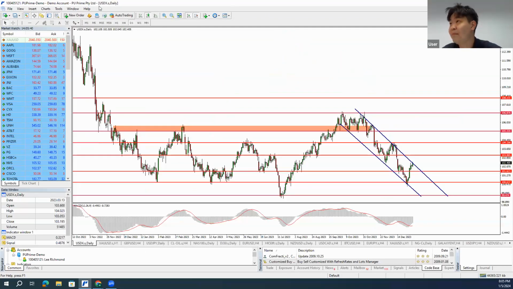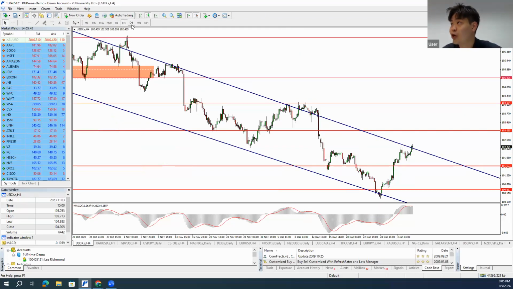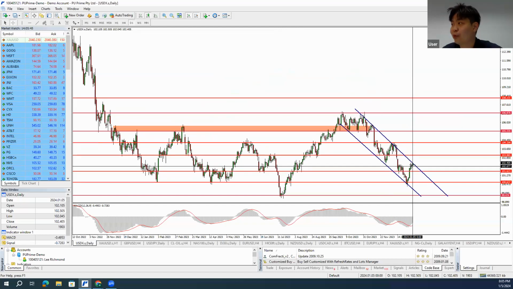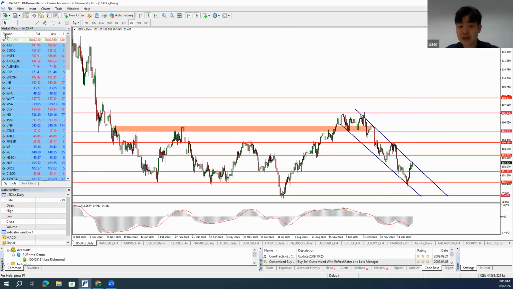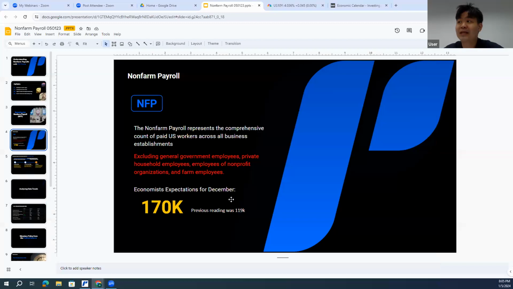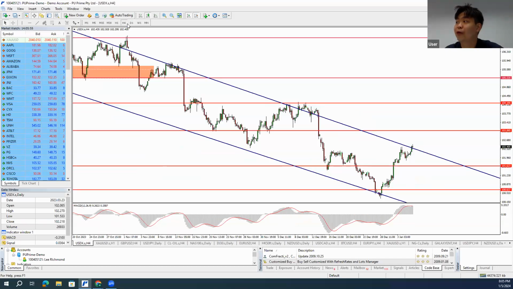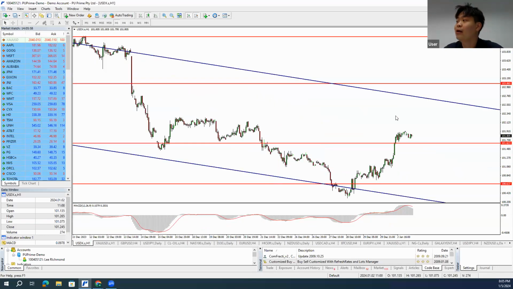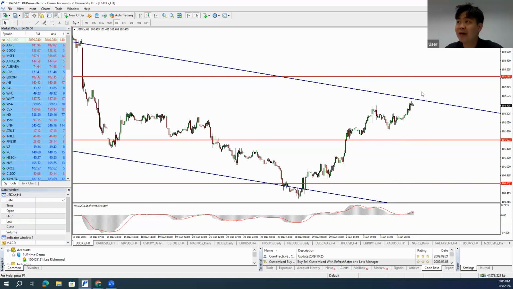So you can notice, right, before the NFP data release, the trend for the dollar has already started to experience a certain rebound, because a lot of economists are expecting the NFP to become better. So certain traders try to do their trade earlier. This is a reason why the dollar increases even before the data release.